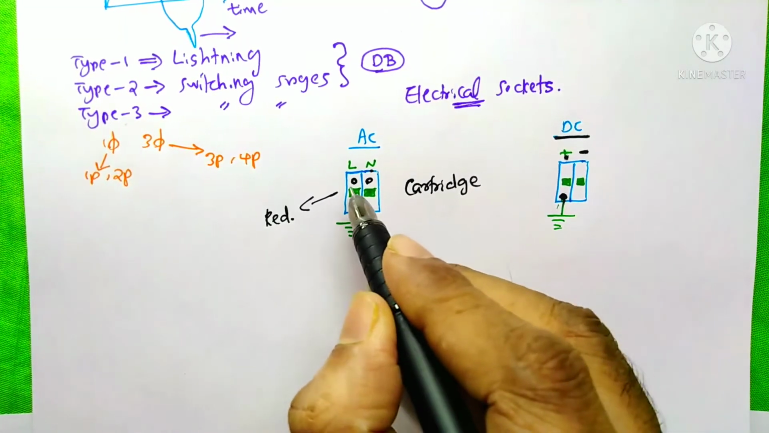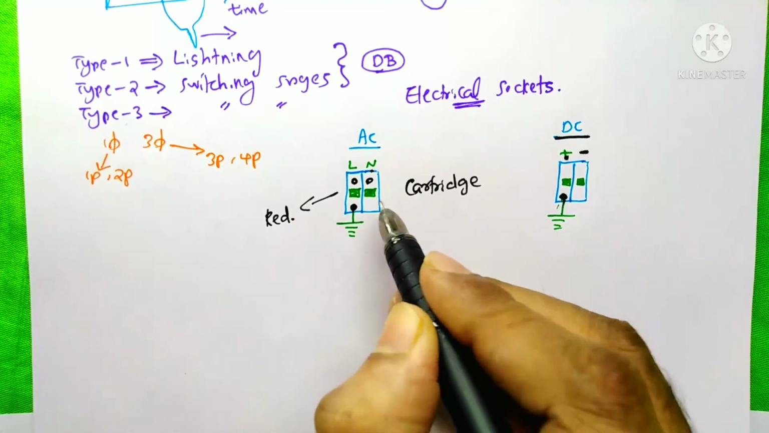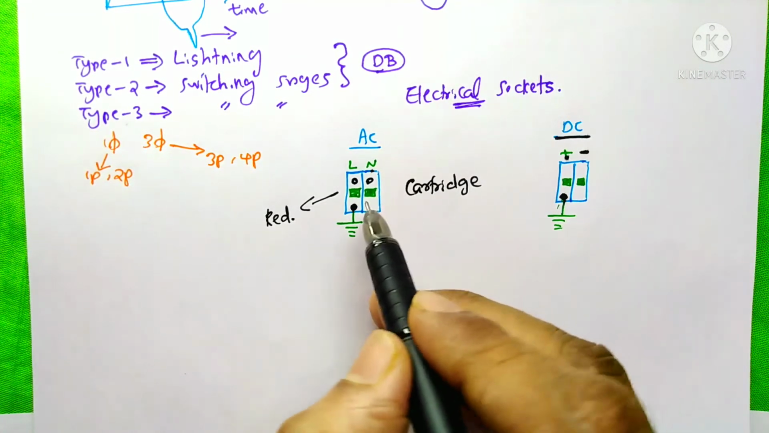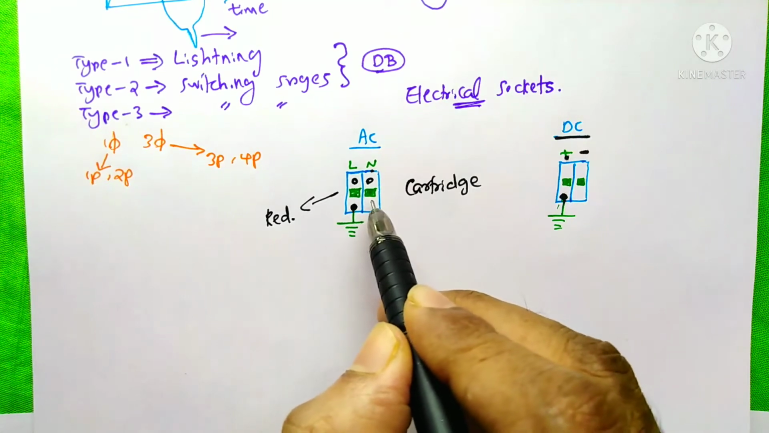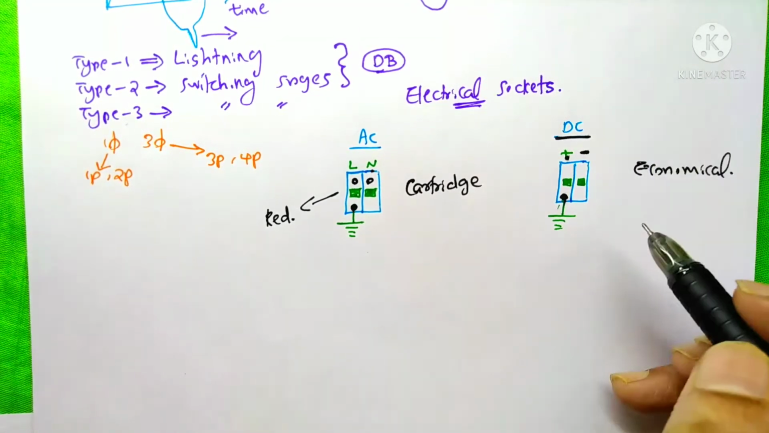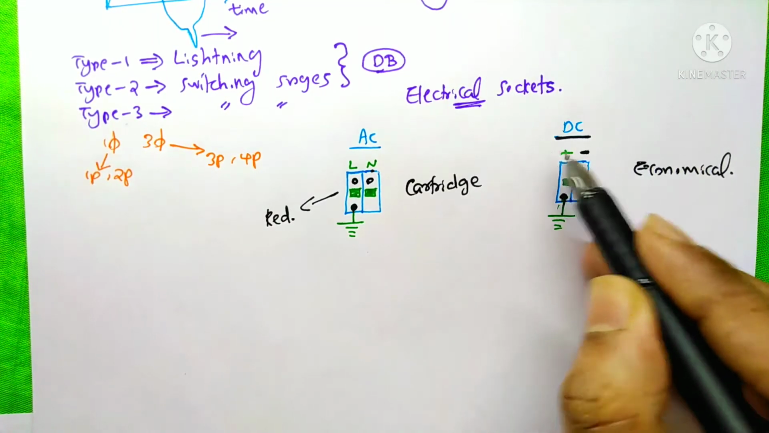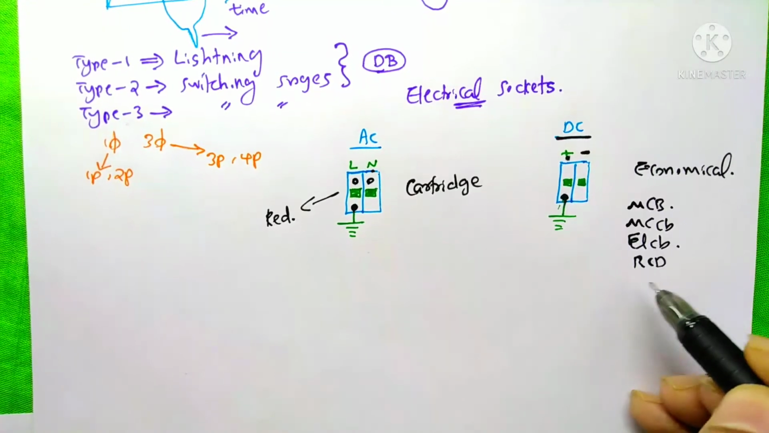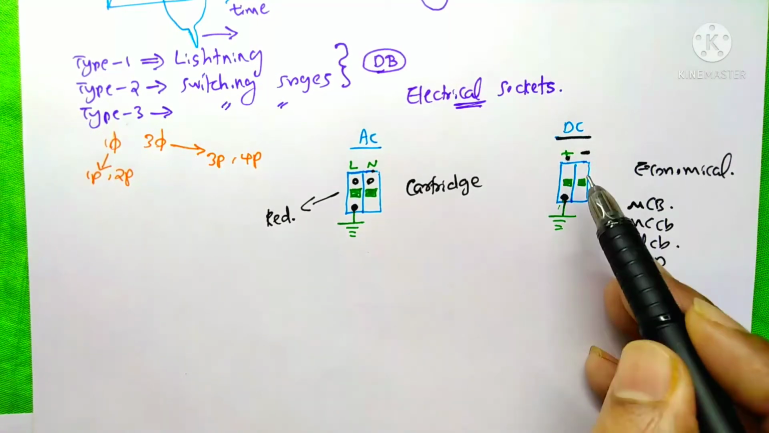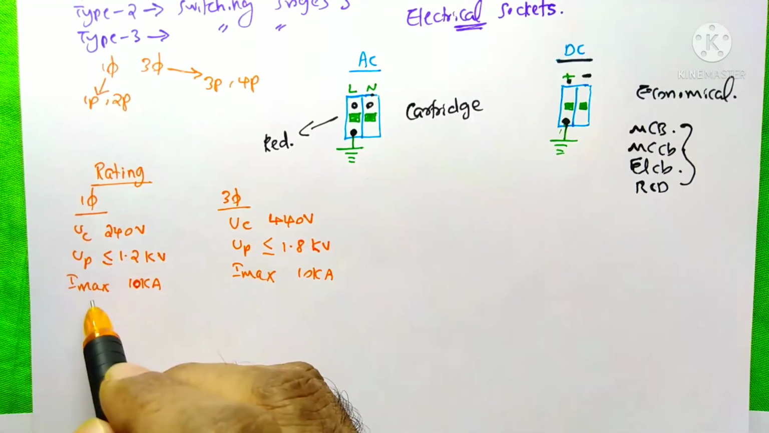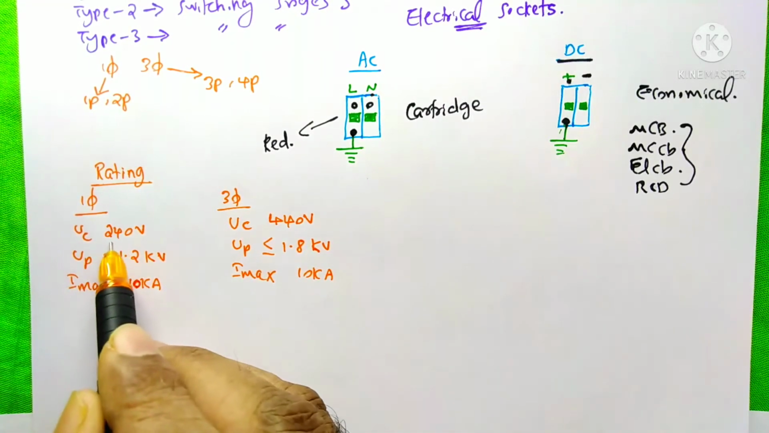Suppose any of the cartridges is burnt out by these surges, you need to purchase only that single cartridge from the market and then replace the burnt cartridge with the new one. That means it is very economical because we don't need to purchase the whole product. But in the case of MCB, MCCB, ELCB or RCB, if any of the blocks is damaged, we need to purchase the whole product.